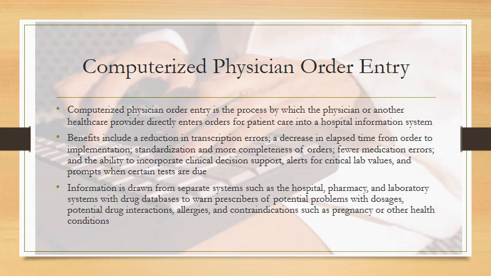Information is drawn from separate systems such as the hospital, pharmacy, and laboratory systems with drug databases to warn prescribers of potential problems with dosages, potential drug interactions, allergies, and contraindications such as pregnancy or other health conditions.